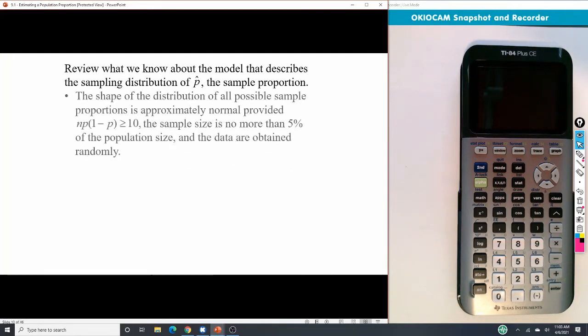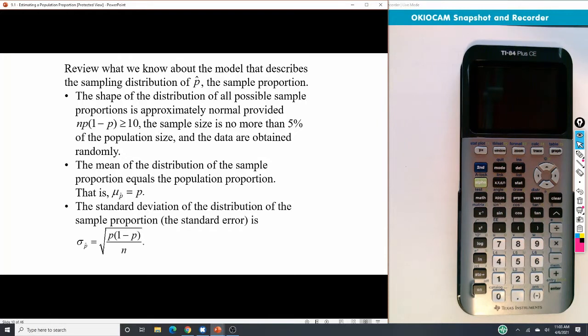Okay. All right, so just kind of a review on a few things here that we know about p hat. If we have n times p times (1 minus p) greater than 10, then we're going to be approximately normal, and also that our sample size is no more than 5% of the population size. Also, our mean, mu of p hat, will equal p. And then finally, our standard deviation, sigma of p hat, is going to be the square root of p times (1 minus p) all divided by n. So those things hold true because we're talking about sample proportion here. That's what the p hat stands for.